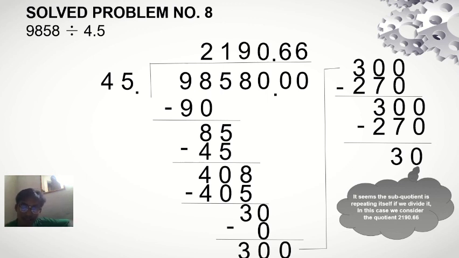So, it seems the sub-quotient or the repeating, if we divide it, in the case we consider the quotient 2.190 and 66 hundredths. So, since this is repeating, parang di natin siya marinig as hundredths, marami pa siya. And your subquotient, that is remainder. Your remainder is still remain.